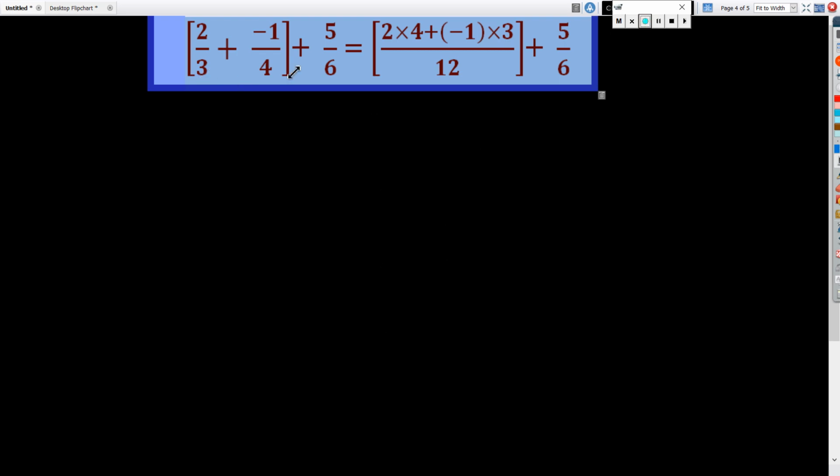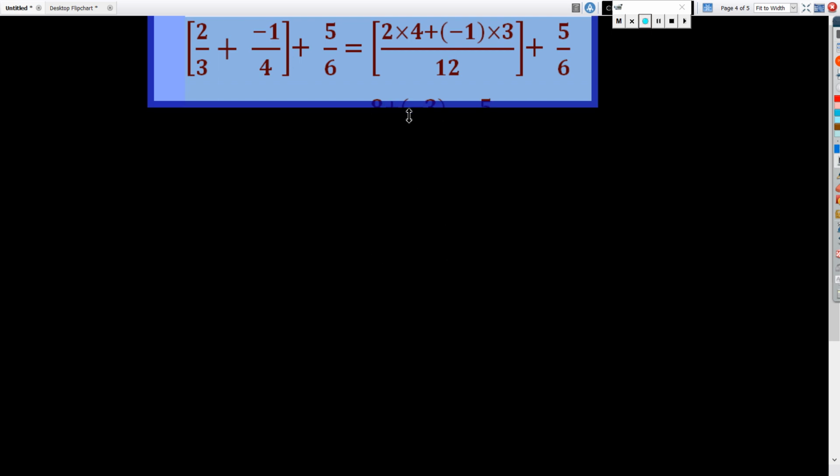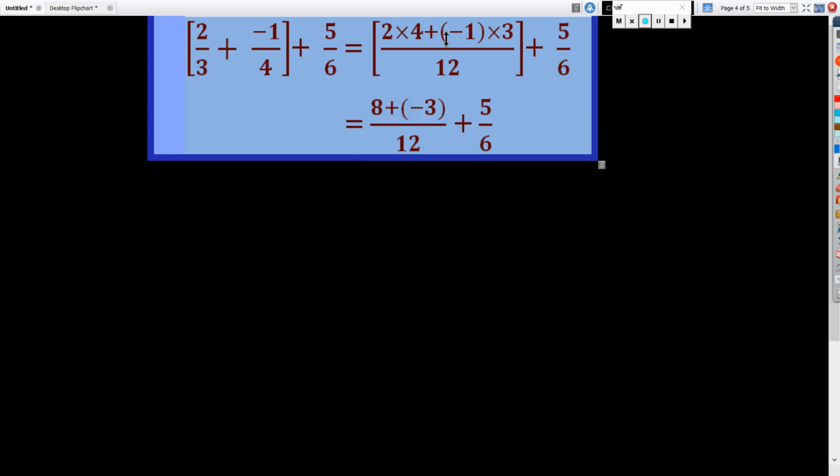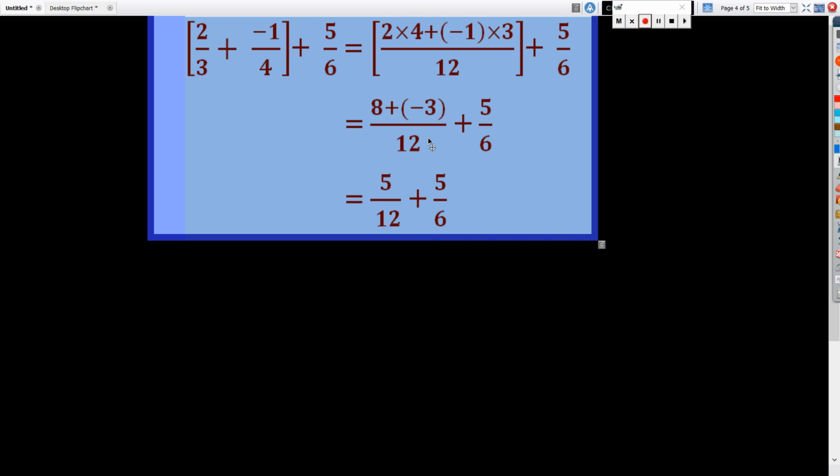Here LCM of 3 and 4 is 12. So 3 in 12, 4 times, so 2 into 4, plus 4 3 times, so negative 1 into 3 by 12, plus 5 by 6. That you will get as 2 into 4, 8, plus negative 1 into 3, negative 3 by 12, plus 5 by 6. What is 8 plus negative 3? It is 5. So you will get 5 by 12 plus 5 by 6.